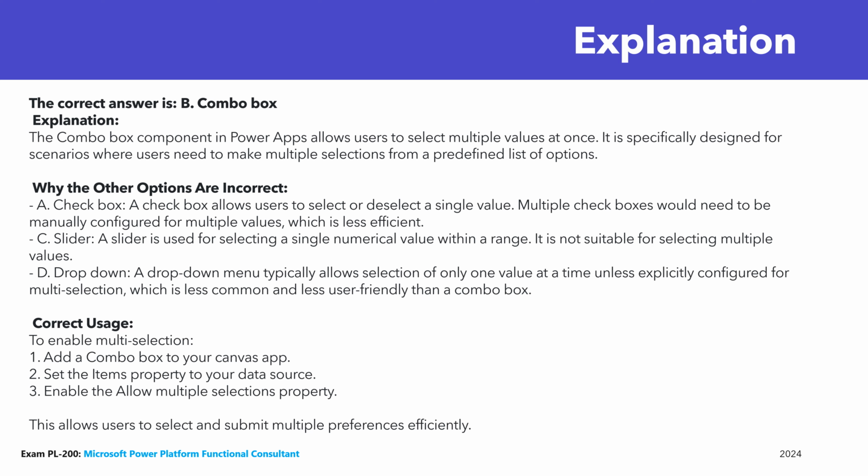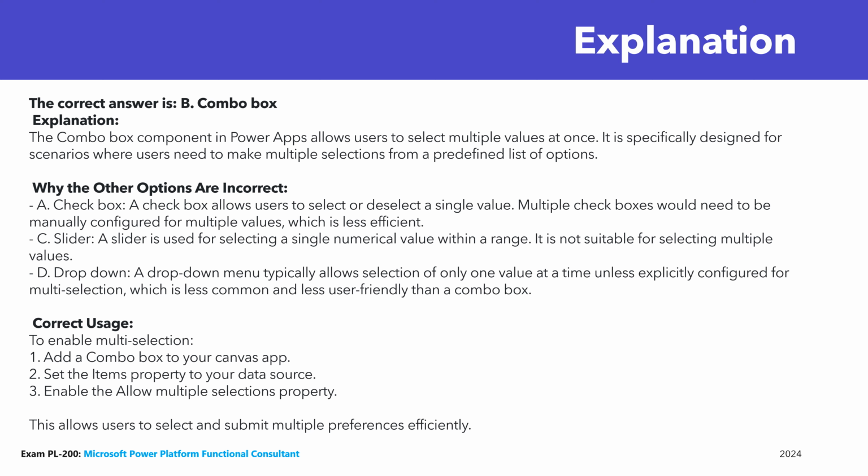Why the other options are incorrect. A. Checkbox. A checkbox allows users to select or deselect a single value. Multiple checkboxes would need to be manually configured for multiple values, which is less efficient. C. Slider. A slider is used for selecting a single numerical value within a range. It is not suitable for selecting multiple values. D. Drop-down. A drop-down menu typically allows selection of only one value at a time unless explicitly configured for multi-selection, which is less common and less user-friendly than a combo box.